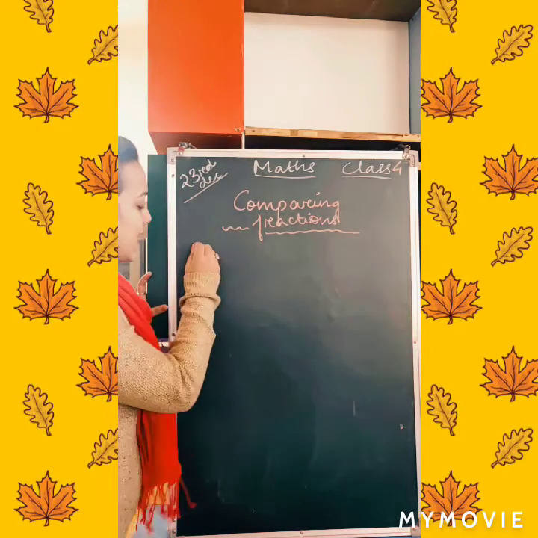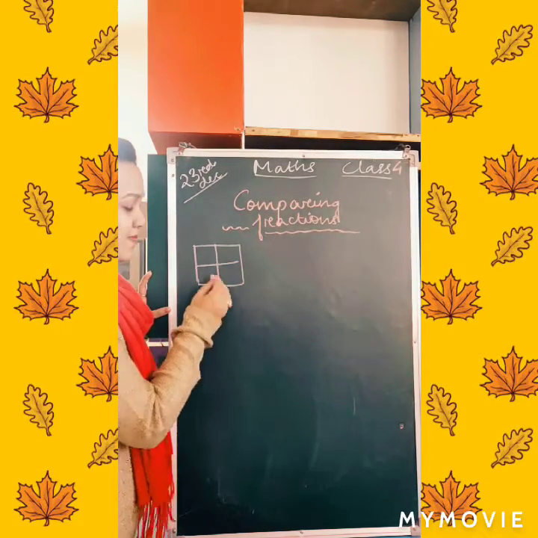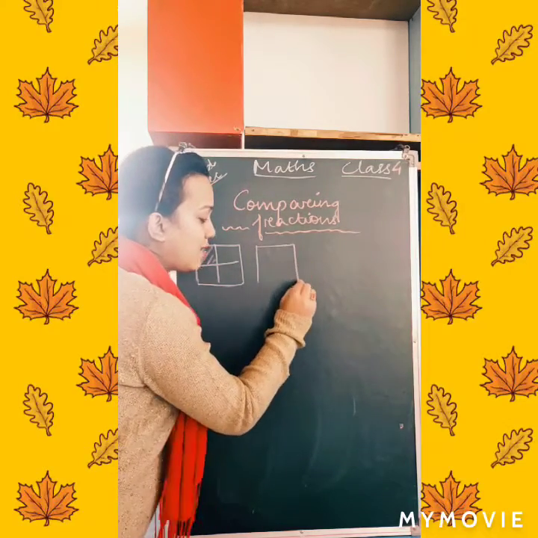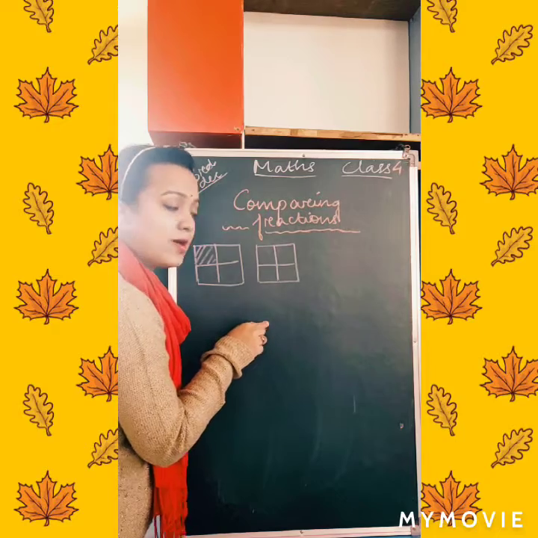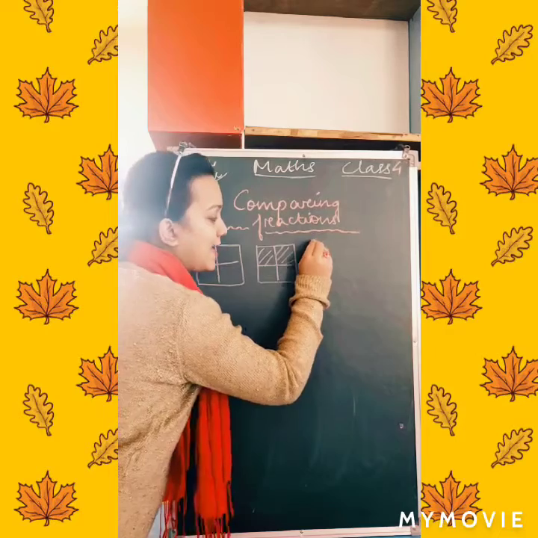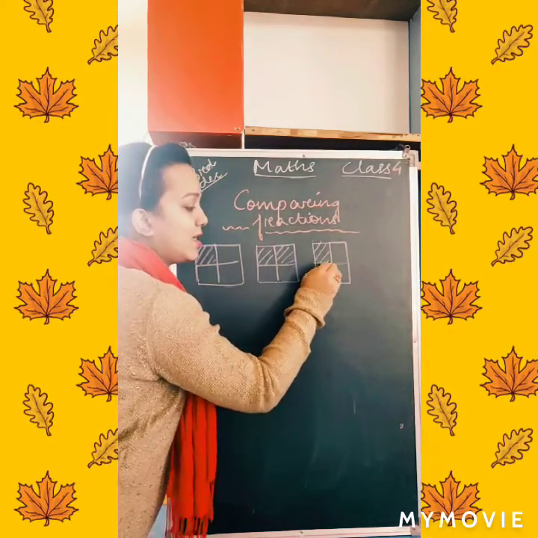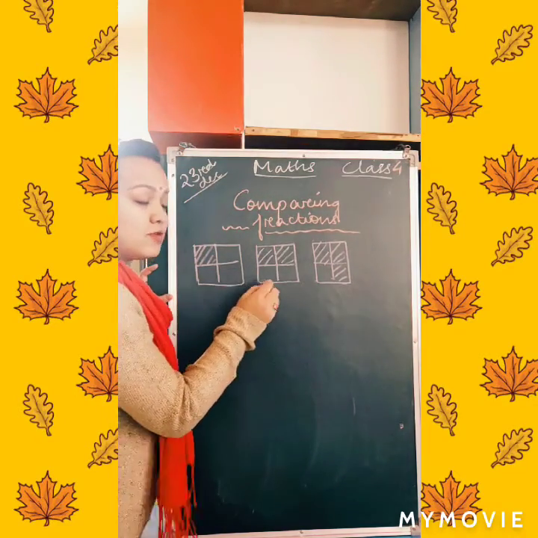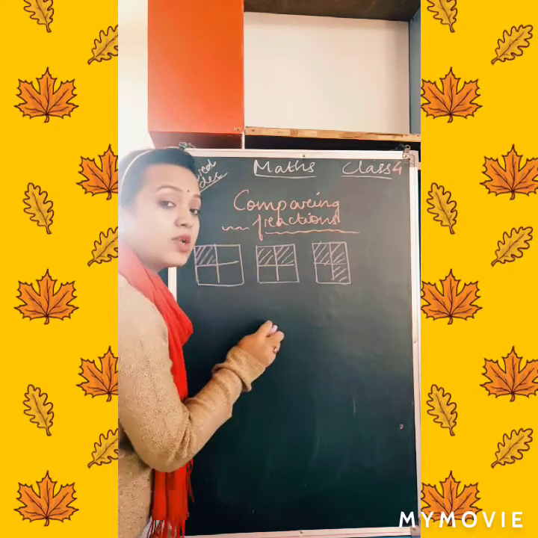Okay. Now, suppose I take a wooden block where I divide it into 4 equal parts. I have shaded one part of it, correct? Then I take another block, divide it into 4 equal parts, where I shade 2 parts of it. Then I take another block, divide it into 4 parts, shade 3 parts of it. Correct? Now, if I have to write the fraction based on these diagrams, what do I do?